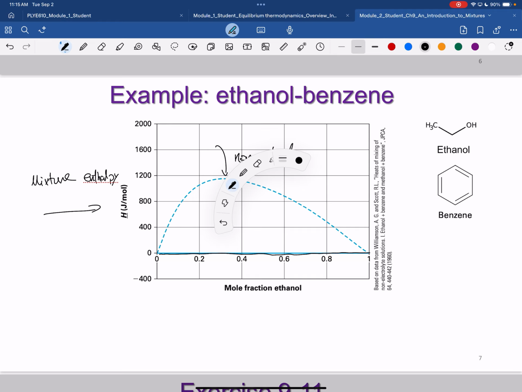So what makes it most non-ideal at like 0.35 ethanol? For these two components, not only are the interactions different, size and shape too, but mostly I think the interaction between the benzene rings, you have pi stacking happening for benzene. Well, I would have thought that it would be the least ideal when it's half one and half the other. So why is it least ideal at 0.35?